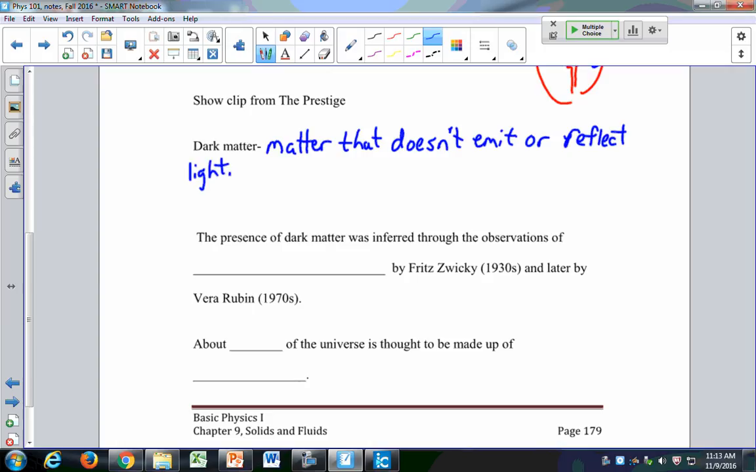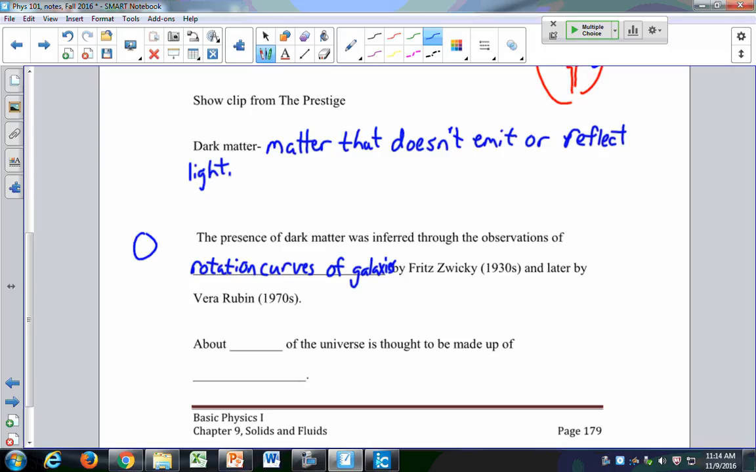It was discovered, or it was inferred, back in the 30s, and then again later in the 1970s, in a fairly interesting way. It was inferred through the observations of galaxies and their rotation curves, by Fritz Zwicky, and then later by Vera Rubin in the 70s.